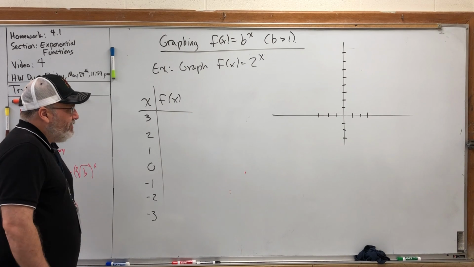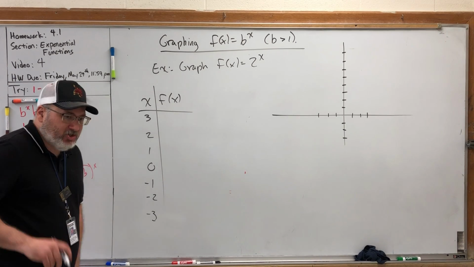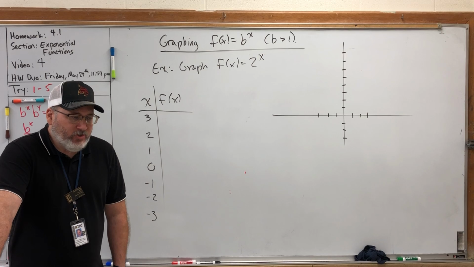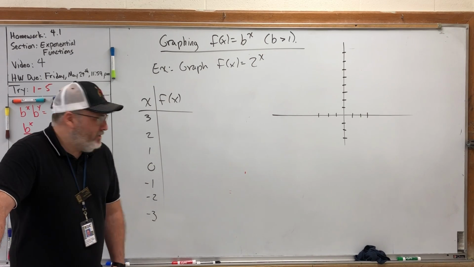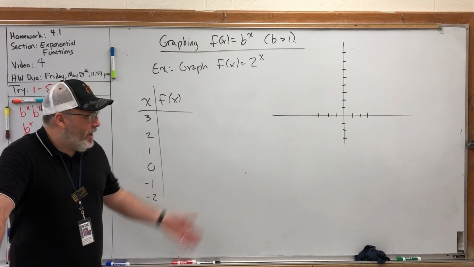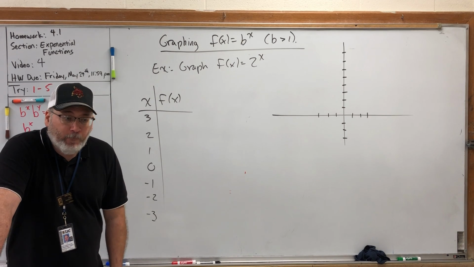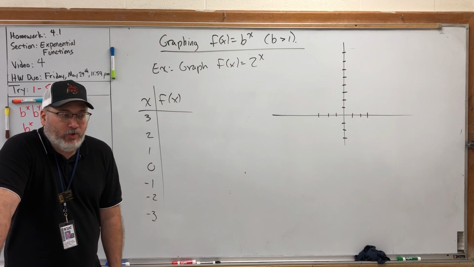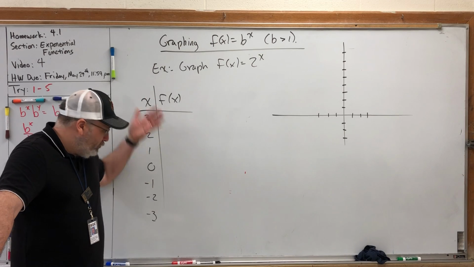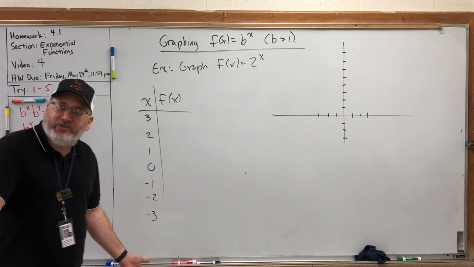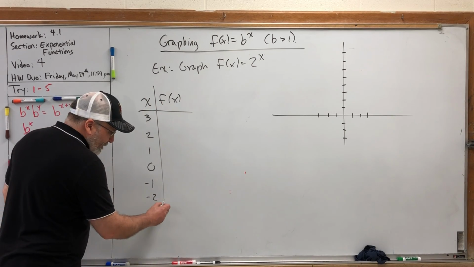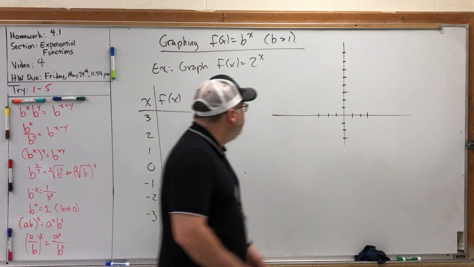But let's graph f of x equals 2 to the x by using the original old-fashioned graphing technique. Stick in some x's, spit out some y's, and see if the graph emerges. And at the end of this, we'll draw some conclusions so that we don't have to replicate the table process every time we want to sketch the graph of an exponential function.